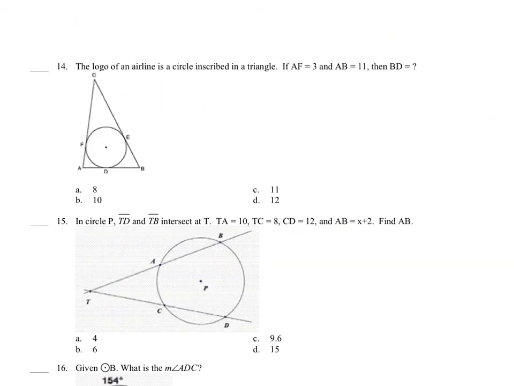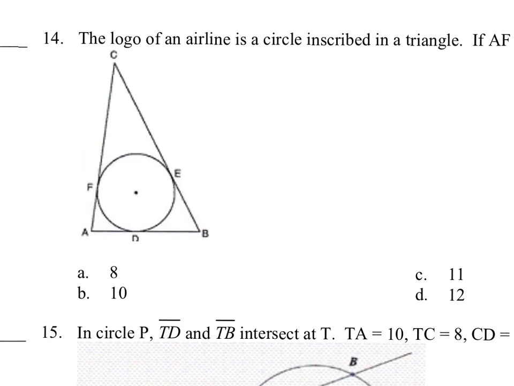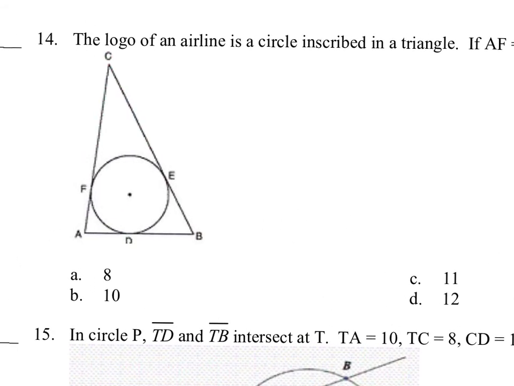Okay, here we have an inscribed angle. Let me blow this up a little bit. It says that AF is 3, which, you recall, if they're all tangent, it's an inscribed circle. These segments are all congruent, so that's also 3. It also says that AB is 11, so the whole thing is 11. If we subtract 3 from that, we're left with 8 here, which would leave us with 8 here as well.